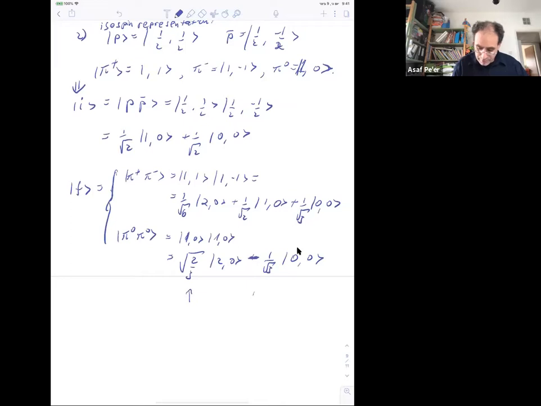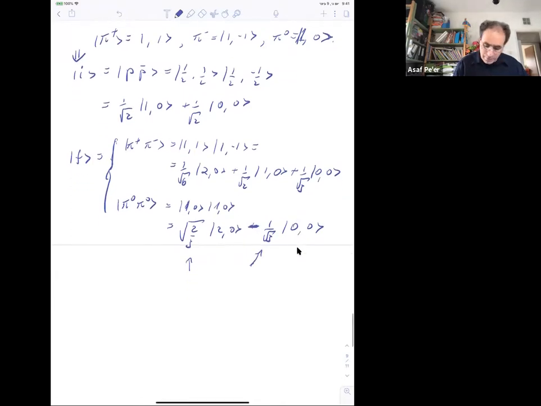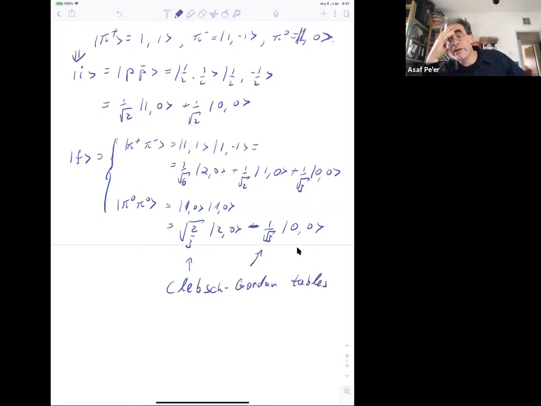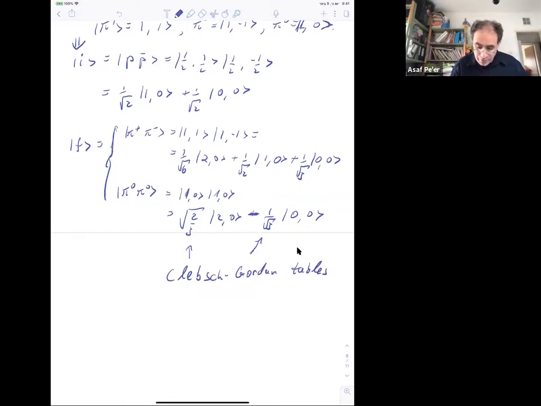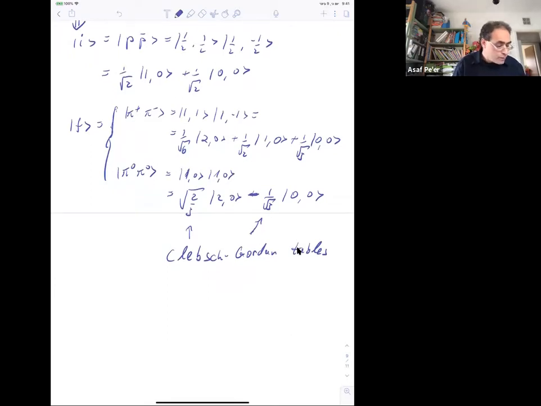All these numbers are just from the Clebsch-Gordan tables. Is that clear to everybody? Hopefully. Okay. So how do we proceed? We know what the initial state is. We know what the final state is.